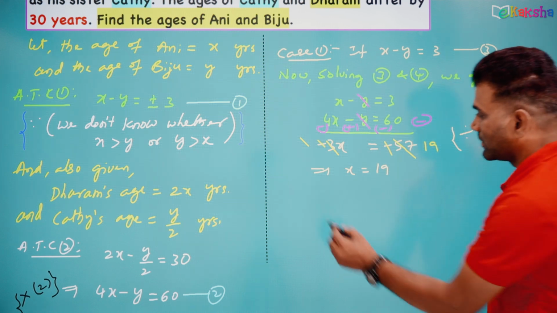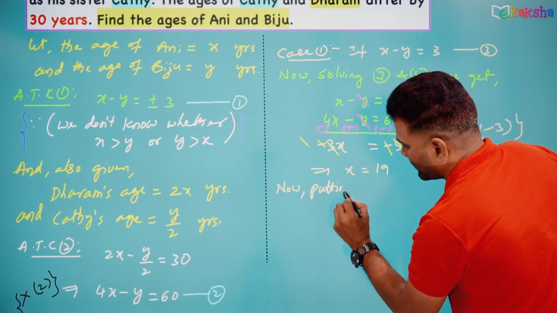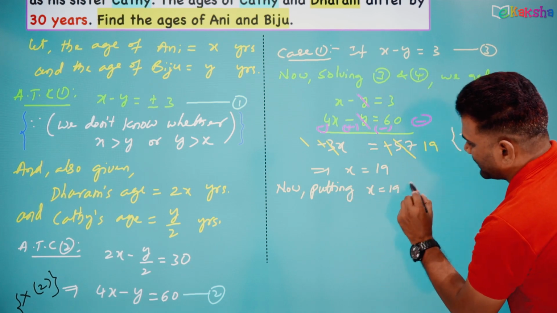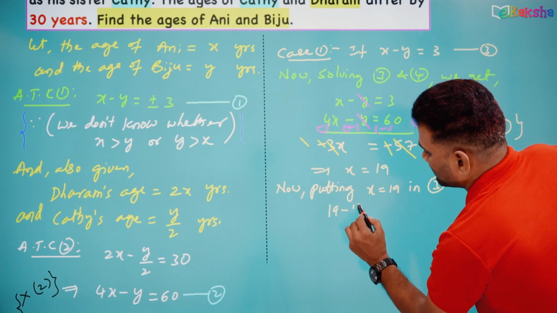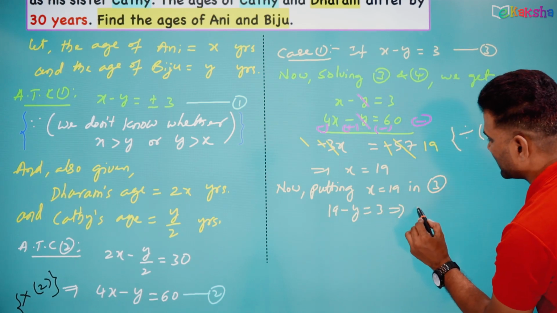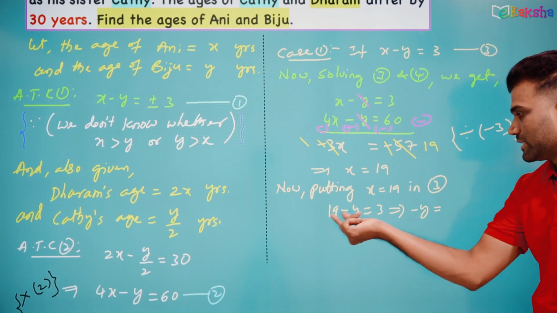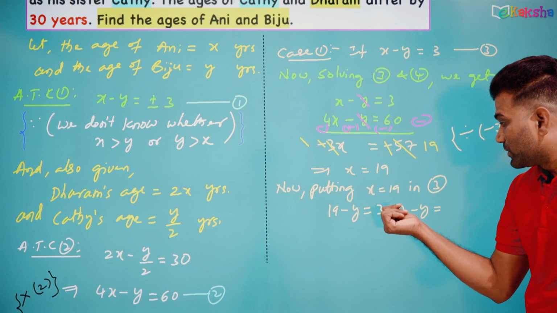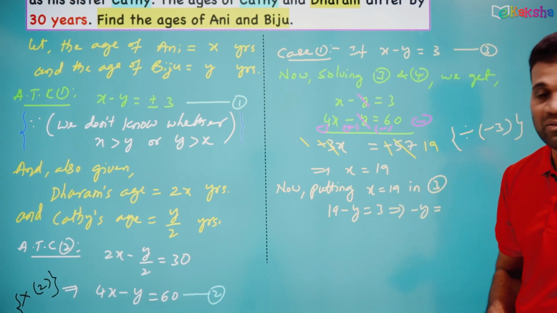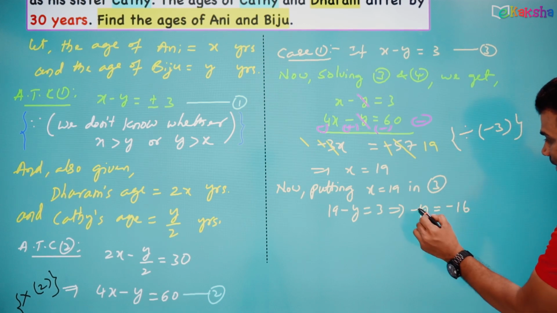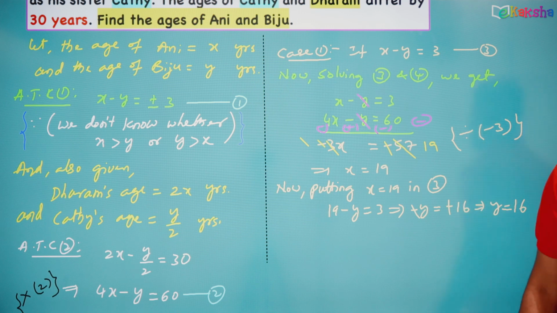Now putting x equal to 19 in equation 3, we get 19 minus y is equal to 3. From this, negative y is equal to 3 minus 19, shifting 19 to the other side, that is negative 16. Again the negatives get cancelled, then y is equal to 16. We have got y as well.